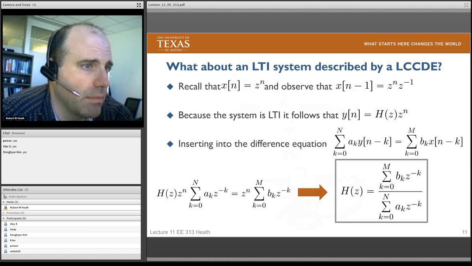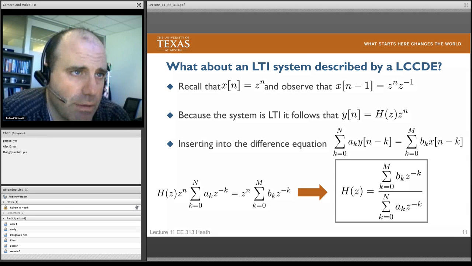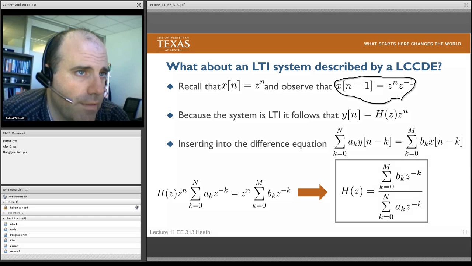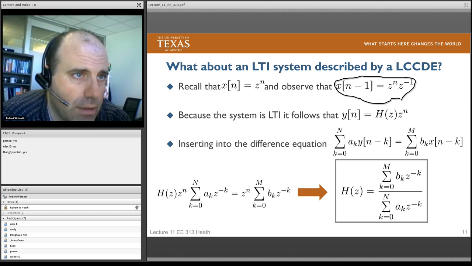Now, let's look at a linear time invariant system described by a linear constant coefficient difference equation. Suppose that x of n is equal to z to the n. Well, if that's the case, if I plug in n minus 1, then x of n minus 1 is equal to z to the n times z to the minus 1. But this looks just like a delayed version of x of n. And so for the same reasons as before, if it's LTI, y of n is equal to H of z times z to the n. We insert into the difference equation exactly this property. So everywhere we see a delay, we're going to replace that delay with a z of this form.